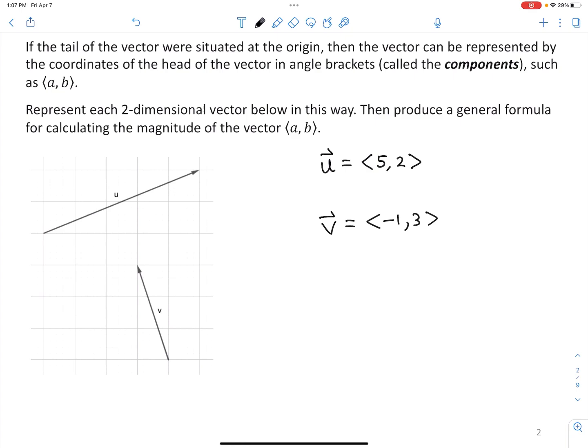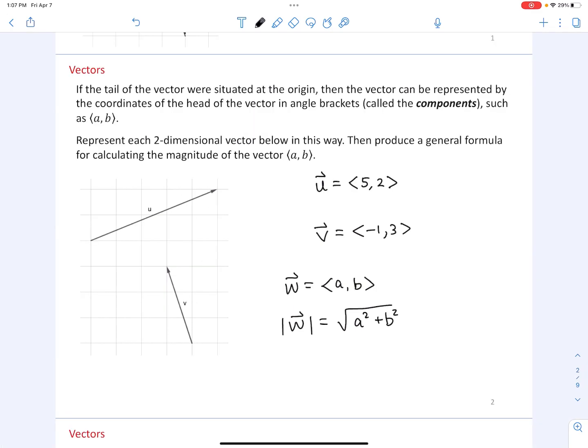A magnitude of a vector, let's let w be a vector, AB. The magnitude of this vector is going to be the square root of the sum of the squares of the components. Even if the components are negative, the squaring will get rid of that negative. Okay, let's go to the next page.